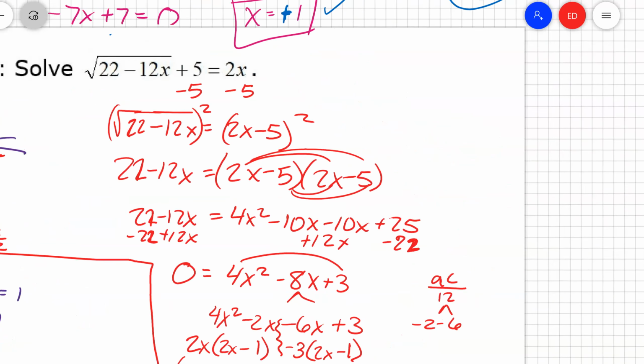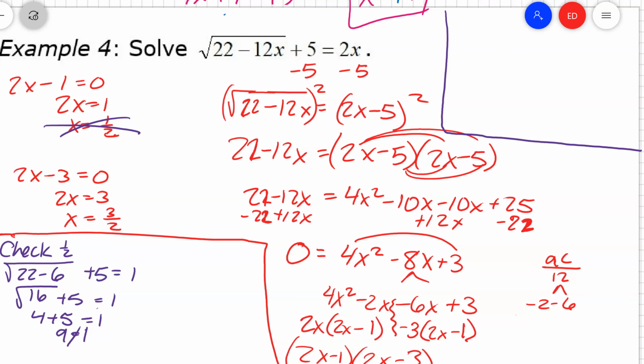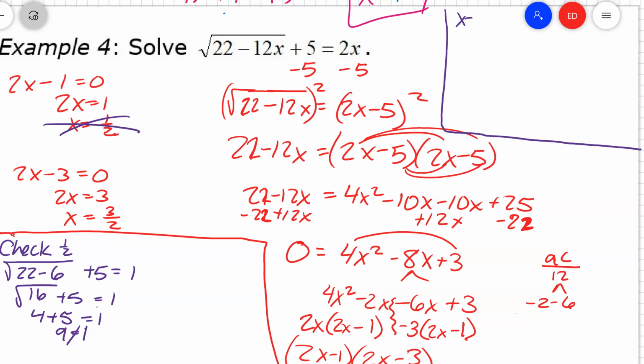I can tell you right now I'm not going to have room over there, so I'm going to go up over here. The other value of x is x equals 3/2, so I'm substituting that in. The square root of 22 minus 12 times 3/2, plus 5 equals 2 times 3/2. When we're multiplying fractions out, just remember that you need to take the numerator and multiply it by the whole number. I went to get my calculator real quick. Didn't really need it, but felt like I needed it.